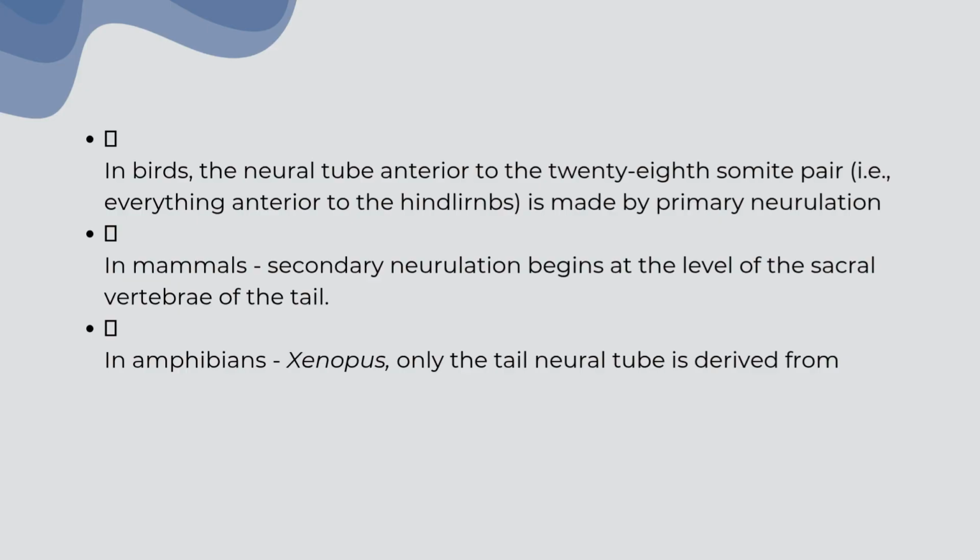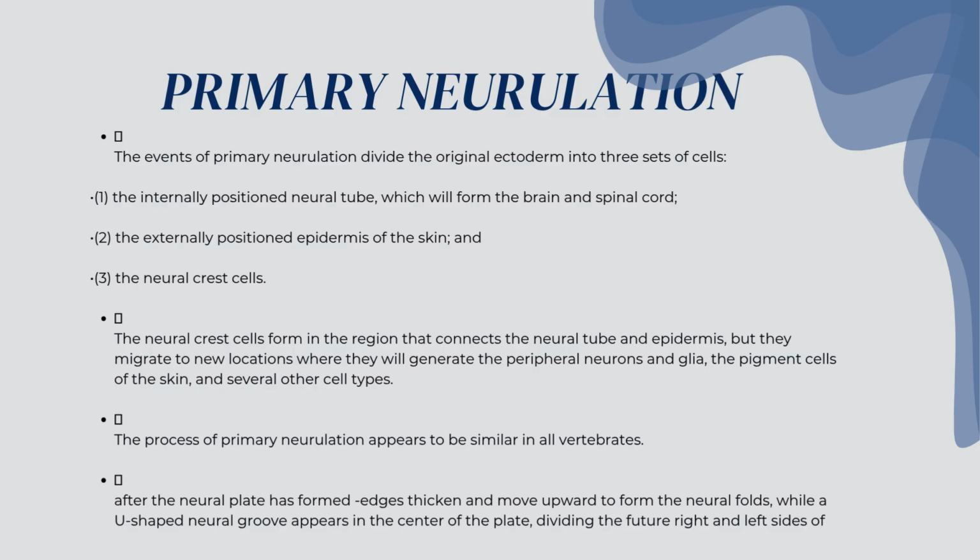The process is different in different vertebrates. In the bird, the neural tube anterior to the 28th somite pair is made up of primary neurulation. At the same time, in mammals the tail region, and in amphibians the tail neural tube, is derived from secondary neurulation. The same pattern is also observed in fish.